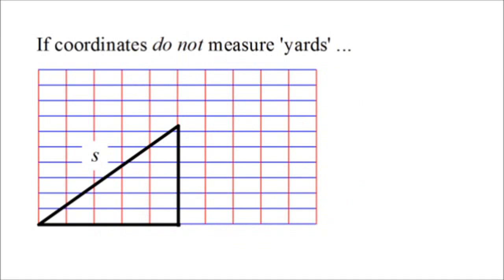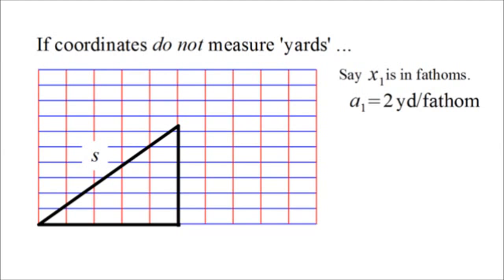To start, assume we have rectangular coordinates, but the coordinates are not measured in yards. We still want to calculate the displacement s in yards. So, say the coordinate x1 is measured in fathoms. The Pythagorean theorem only works if the sides of the triangle are all measured in the same units. So we're going to need a scale factor a1 equals 2 yards per fathom. Then a coordinate change x1 corresponds to a distance a1 x1 yards.